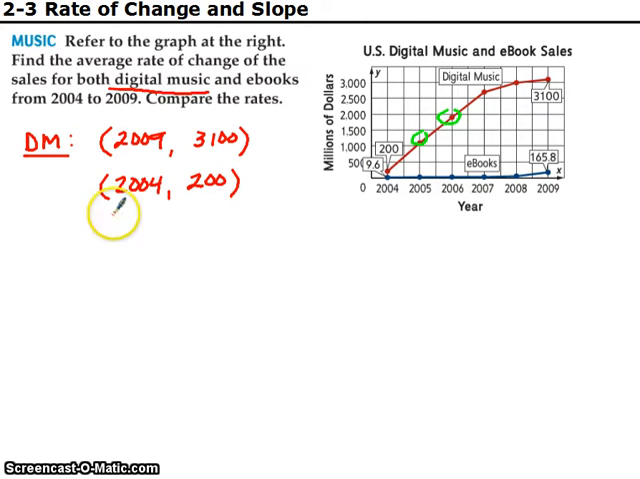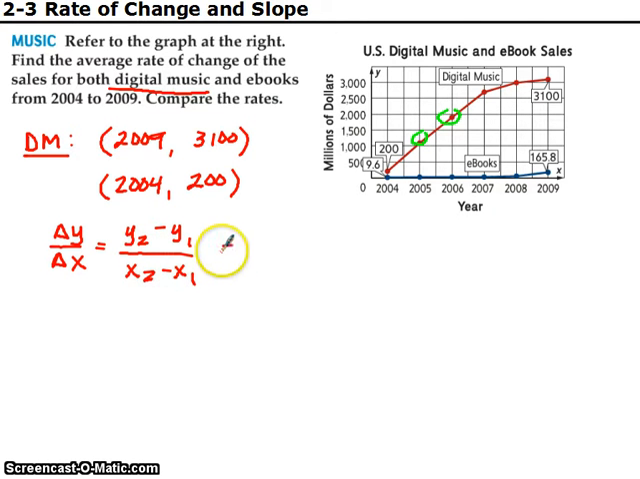All right, so this is going to be delta y over delta x. Another way to write the slope formula is y2 minus y1 over x2 minus x1. So let's take 3100 minus 200. Again, it doesn't matter what order you do that in, as long as you do the same order over here. So then I'm going to do 2009 minus 2004.